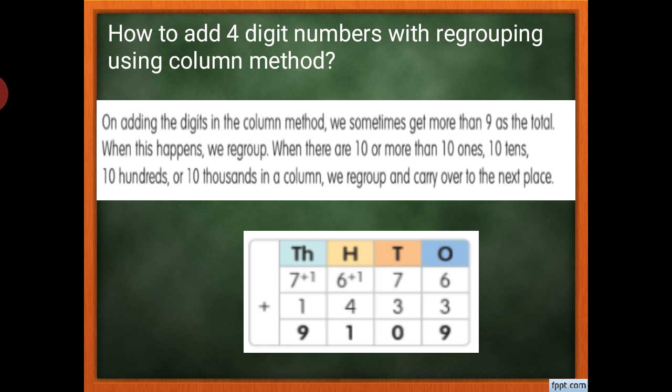Then 4 plus 6 is 10, plus 1, it becomes 11. So 1 I'll write here and 1 will be a carry. Then 7 plus 1 is 8, plus 1, 9. So the answer is 9109.